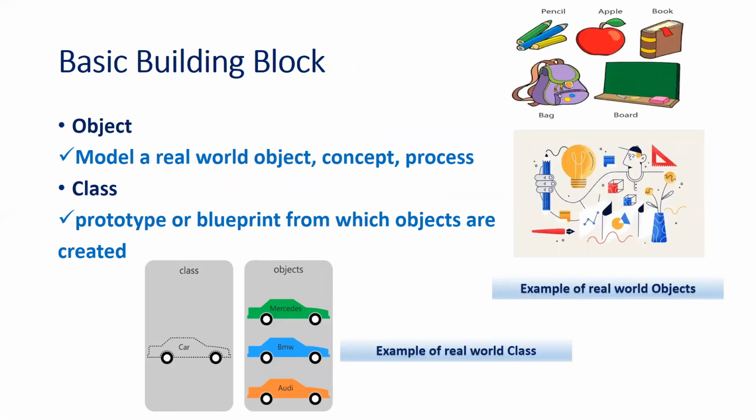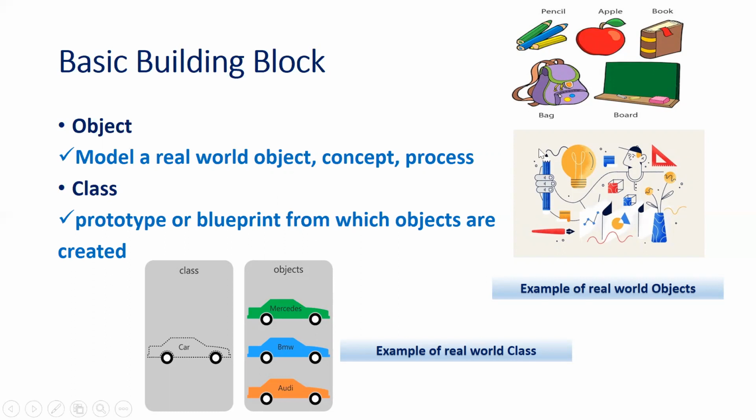So let's talk about the basic building blocks of object-oriented programming. As we said earlier, object-oriented programming is based on objects. So it is a very common basic building block. And another is class. So these are the two basic building blocks of object-oriented programming. An object is a model of a real-world object; it can be a concept also and a process also.